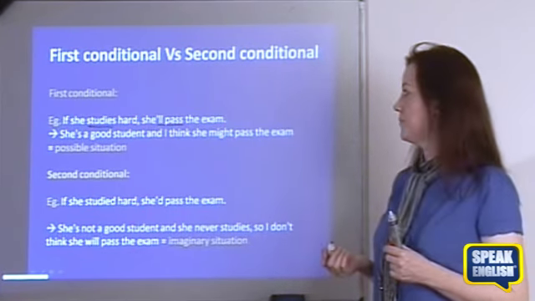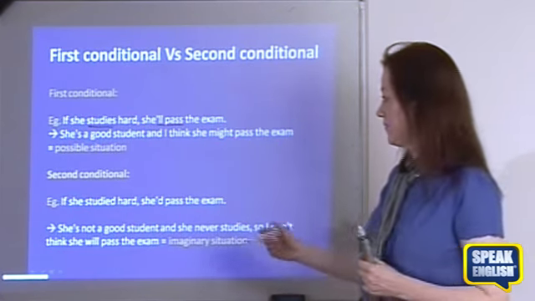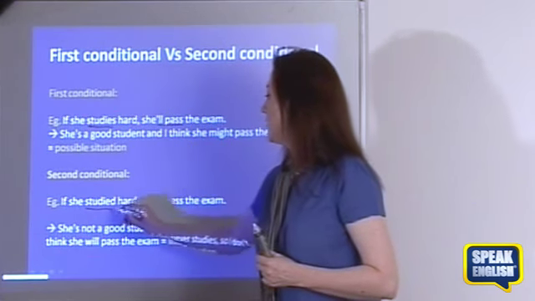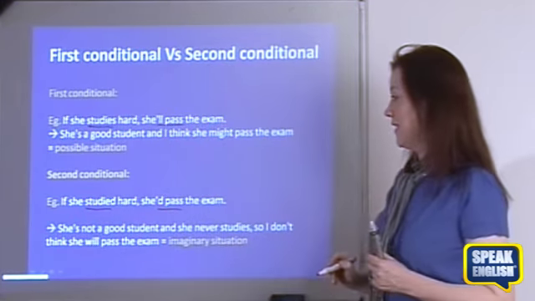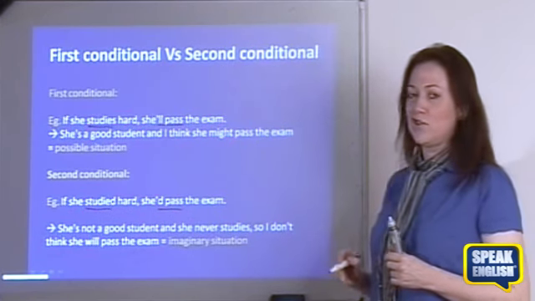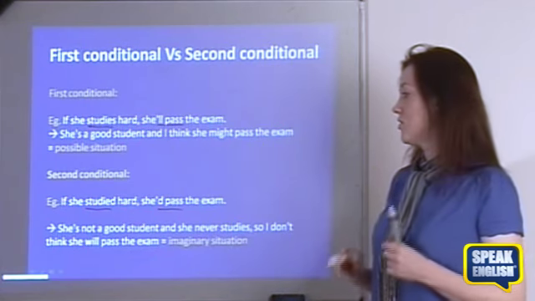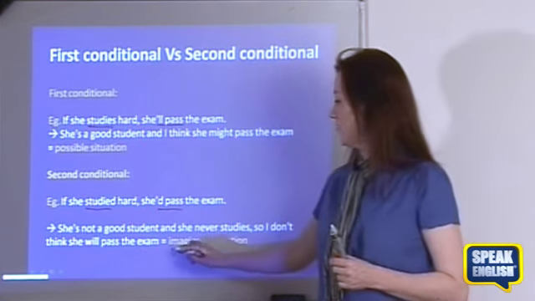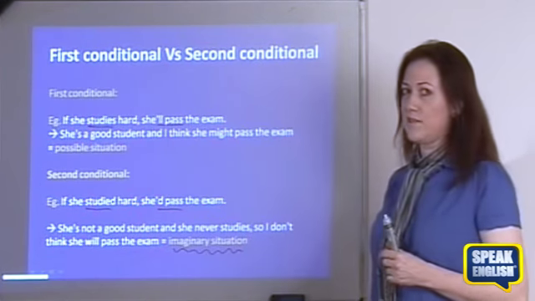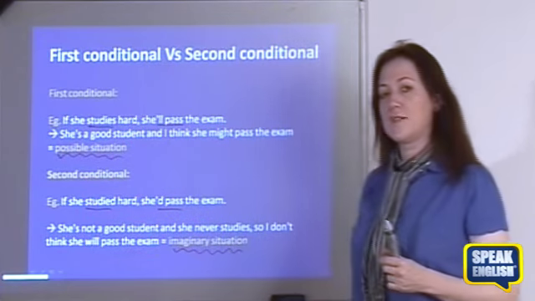It's a possibility. If you use the second conditional with the same kind of sentence, if she studied hard, she'd pass the exam. This means for you she's not a good student and she never studies, so you don't think she will pass the exam. So, second conditional is for an imaginary situation. First conditional, a possible situation.